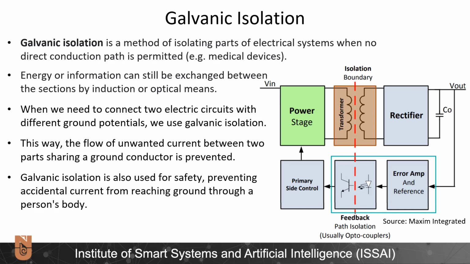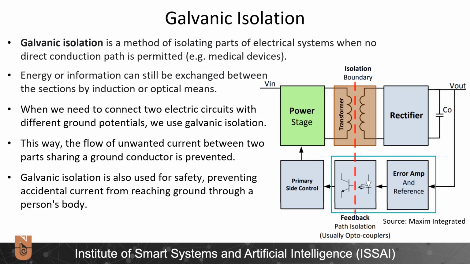In these types of circumstances, these medical devices use galvanic isolation, either using induction transformers or using optical means, for instance, optocouplers. When we need to connect two electrical circuits with different ground potentials, we usually use galvanic isolation. This way, the flow of unwanted current between two parts sharing a ground conductor is prevented. And galvanic isolation is also used for safety, preventing accidental current from reaching ground through a person's body.